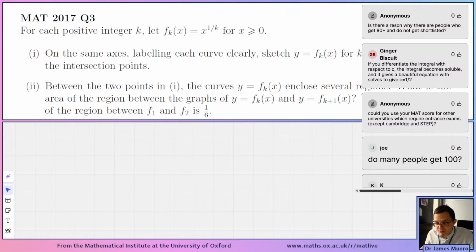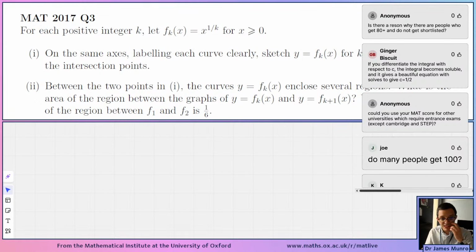So if you want to see the graph that I think I alluded to about the distribution. Is there a reason why there are people who get 80 plus and do not get shortlisted? Yes. Well, not really one reason, but yes, there are candidates who get more than 80 and do not get shortlisted. That's not the usual thing to happen, so you shouldn't worry about this. Really not very many of them. Right, okay.